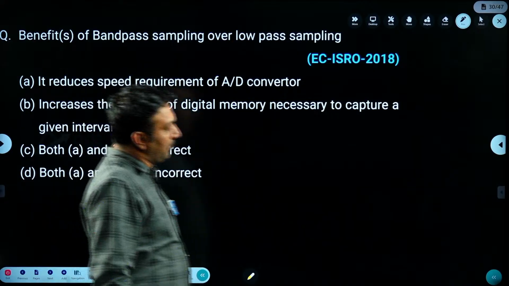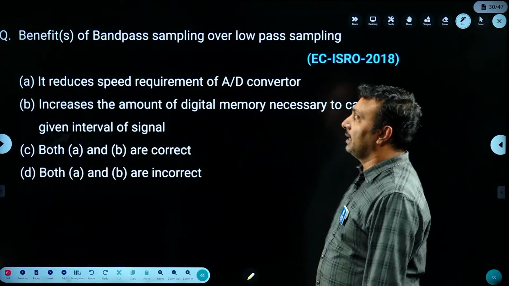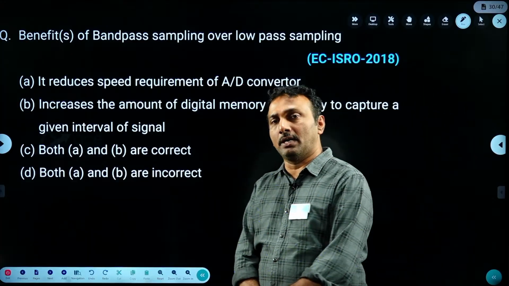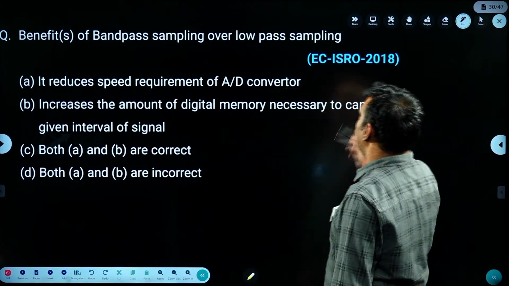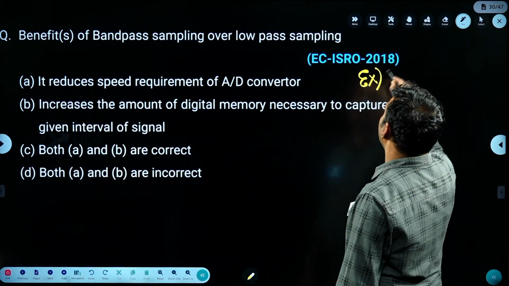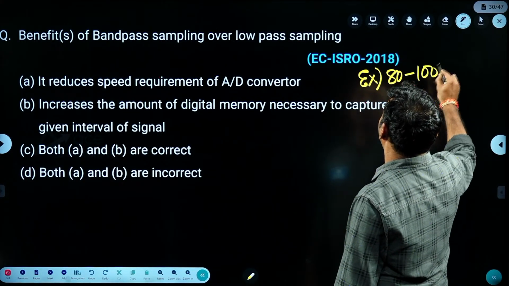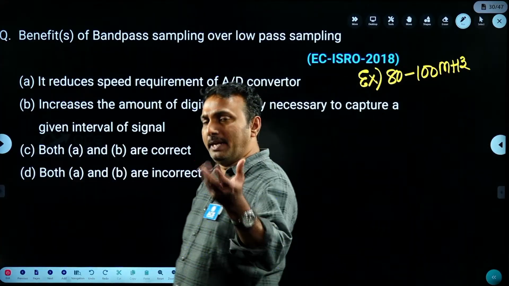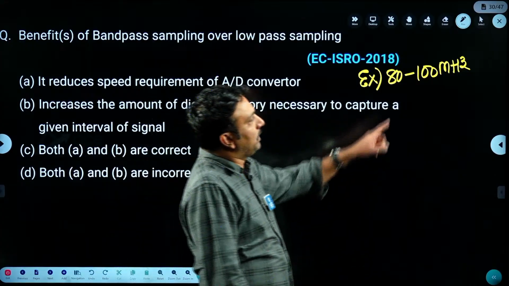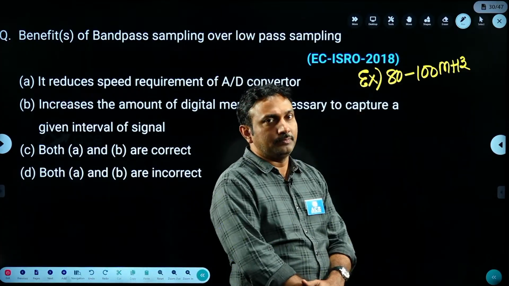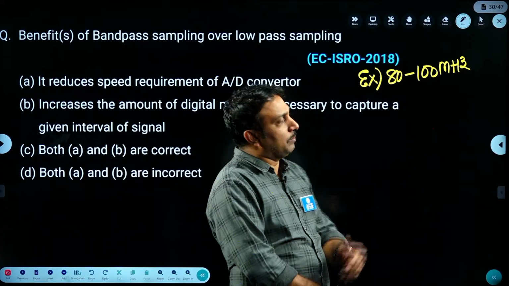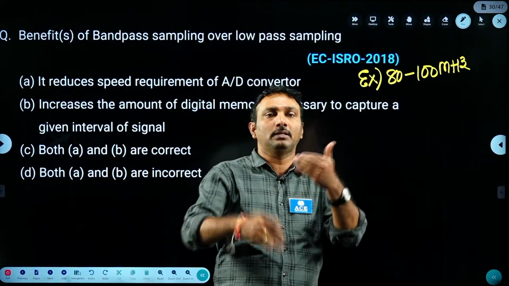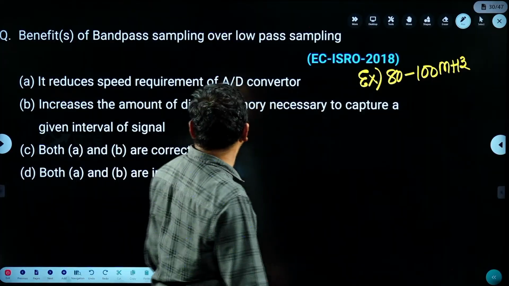What are the benefits of bandpass sampling over low pass sampling? It reduces the speed requirement of the A to D converter, 100% correct. One example to tell you: suppose 80 to 100 megahertz we have selected as a bandpass signal. If you apply ordinary low pass sampling, a minimum of 200 megahertz sampling rate is needed. But with the bandpass sampling concept, even with 40 megahertz, we can recover the original spectrum.